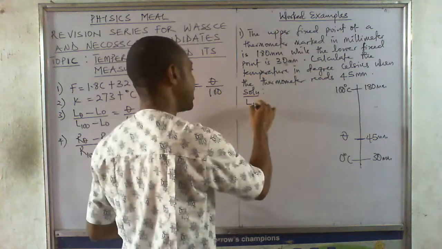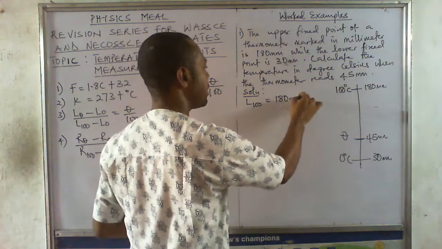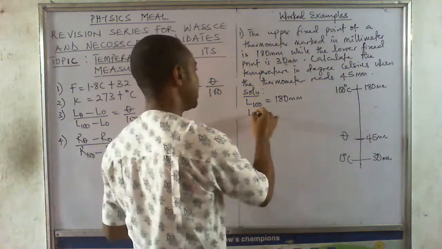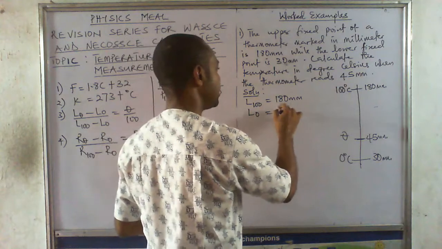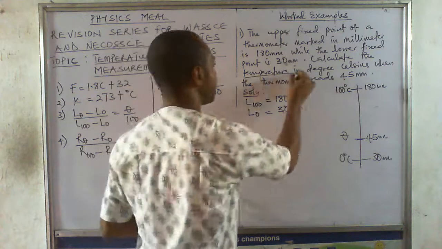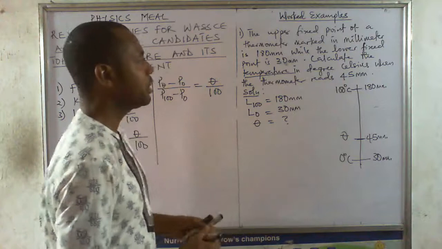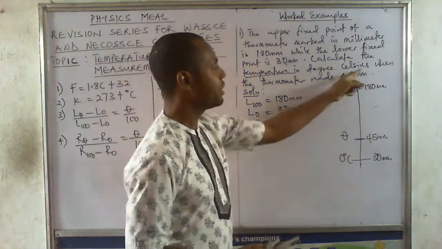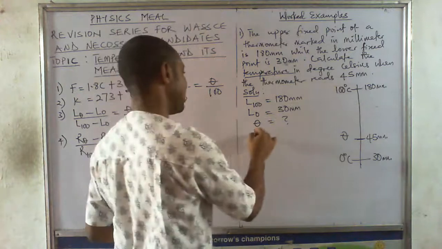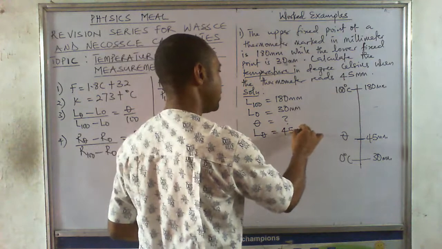Now the length at 100 is what? 180 millimeter. Okay? And the lower fixed point, the length at 0, is 30 millimeter. They say calculate the temperature, so we are looking for theta. That's the temperature; we don't know it. Calculate the temperature in degrees when the thermometer reads a length. So the length at that temperature, theta, is 45 millimeter.